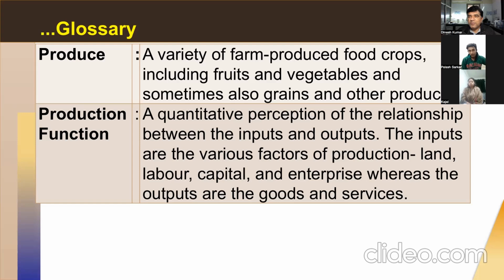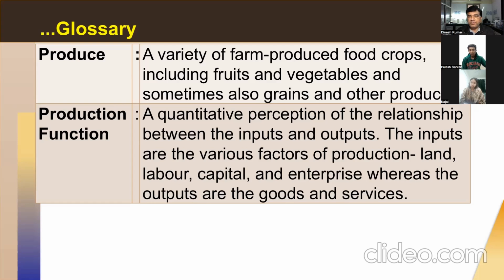Any doubt? No, sir. Okay. So produce is actually output. A variety of farm-produced food crops, including fruits and vegetables, and sometimes also grains and other products. So definitely produce will vary with the kind of enterprise we have. If it is poultry, then meat or egg will be the produce. If it is vegetable, the vegetable part or economic part of the vegetable will be produced. So whatever has been produced directly by consuming or using resources or inputs, that is your produce.